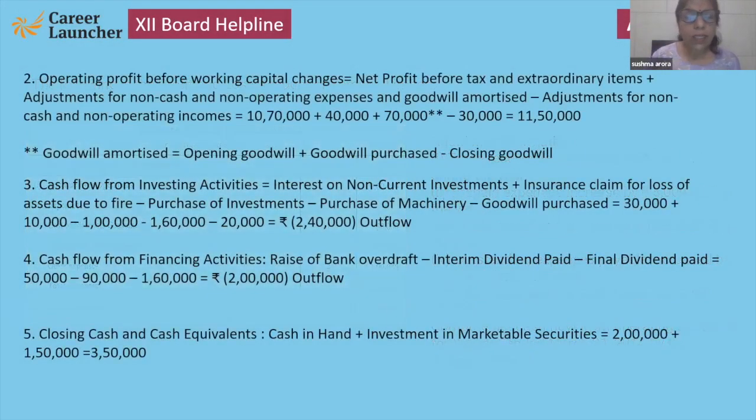See, once again I want to tell you, in investing activity, all the asset-related items are there. Here, the goodwill purchased is given. Otherwise, we don't take goodwill here if goodwill is written off. And in financing activity, shares, debentures, bank overdraft.